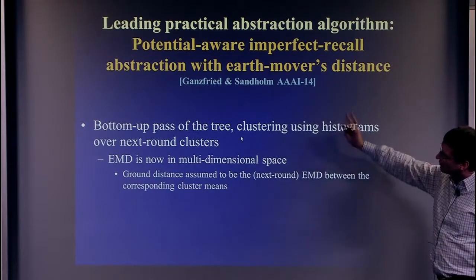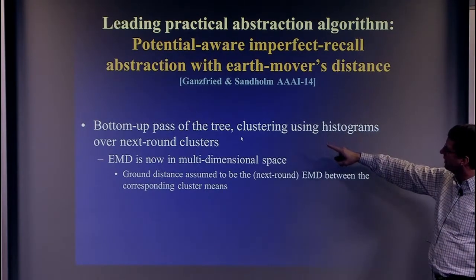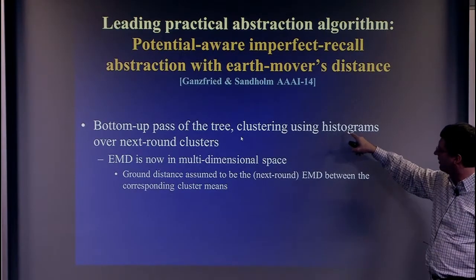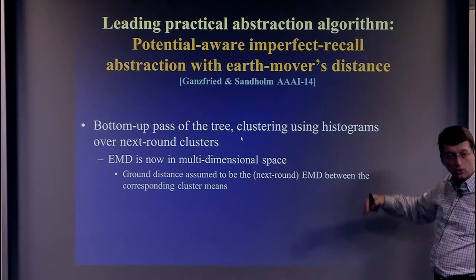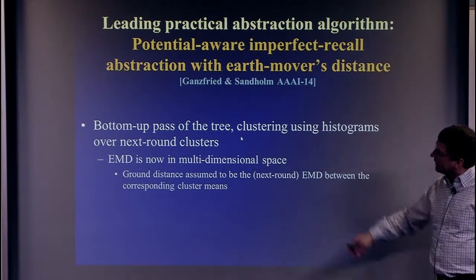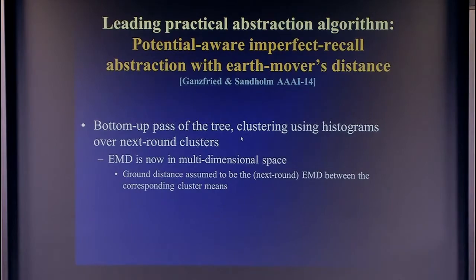Here's in short what it does. There's a bottom-up pass of the tree, clustering using histograms over next round clusters. Histograms of the probability transitions to the next round clusters, which you've already made because you're going bottom-up. And the distance is Earth mover distance, turns out to be better than L1 or L2, which were the early ones used in this field.